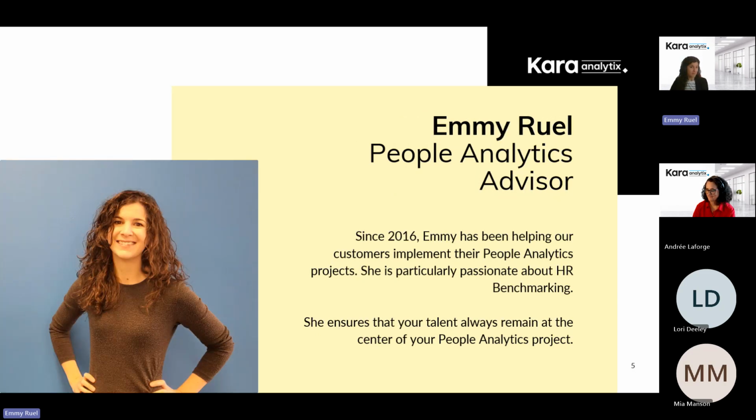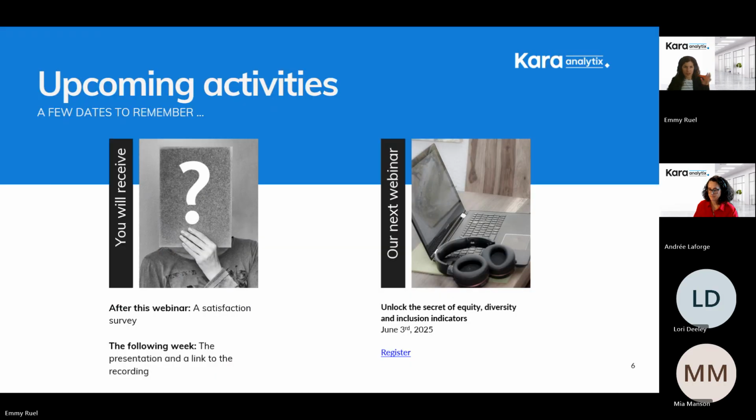And as for me, I'm Amy. My name is Amy Ruel, and I'm a people analytics advisor. What does that mean? It means that I have been helping organizations with their people analytics initiative for the last 9 years. I'm here to help organizations at the beginning of their people analytics projects, so they can position themselves on our maturity model and then determine what would be the next step for them. I am also passionate about HR benchmarking, to help organizations position their HR performance on the market and prioritize their next action.